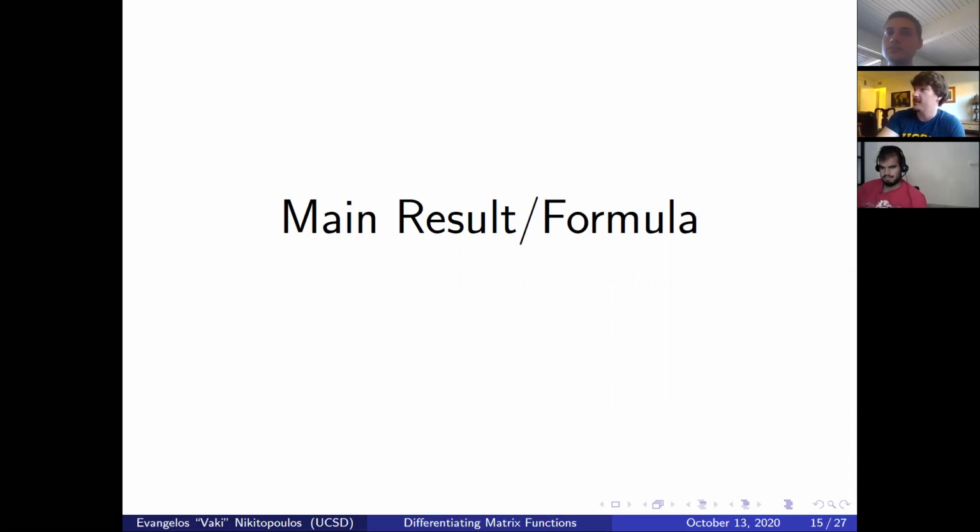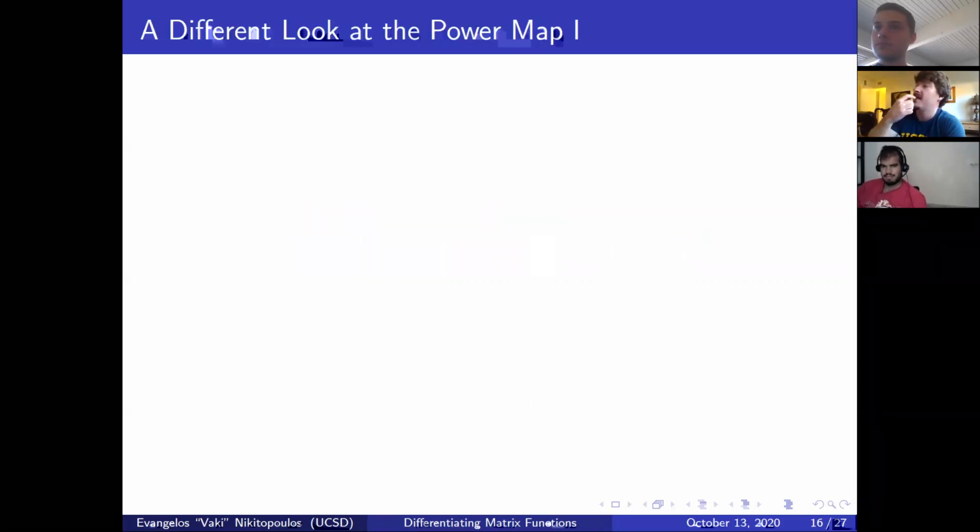All right, here's the main result and main formula. My goal is to differentiate f tilde. The way we're going to start is by having f be a polynomial, and we're going to differentiate p tilde, the polynomial tilde, using the formula from a couple of slides ago. And then we're going to use an approximation procedure to get more general f. So that being said, let's take a closer look at the power map.